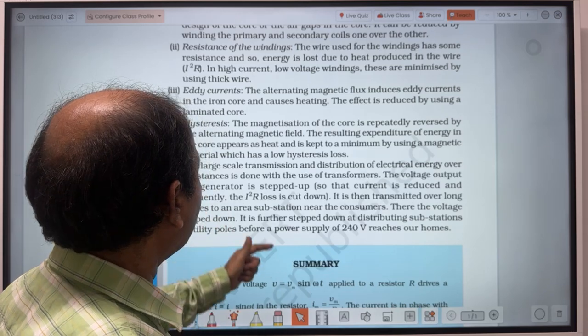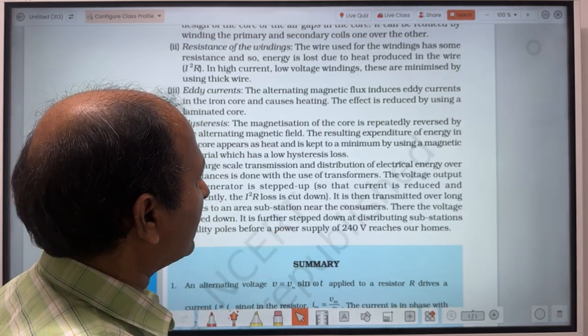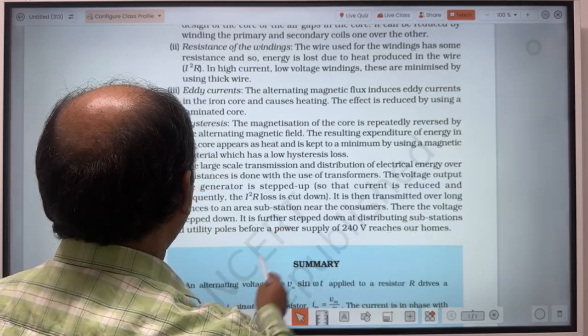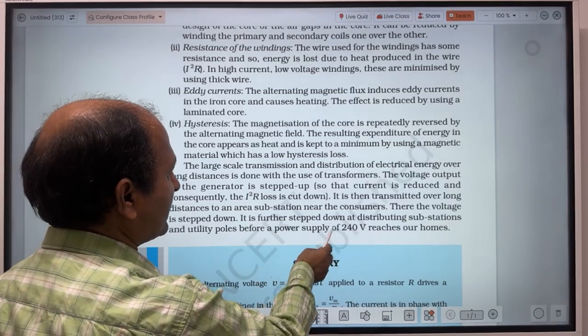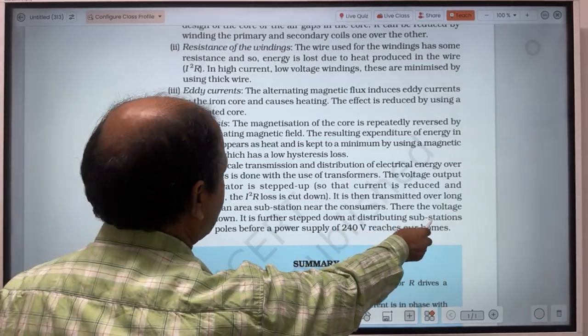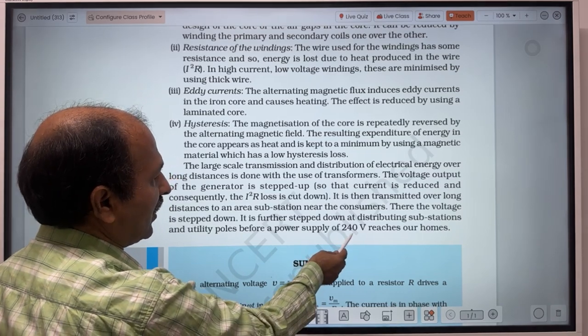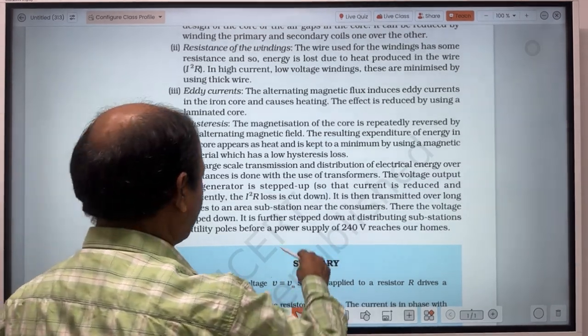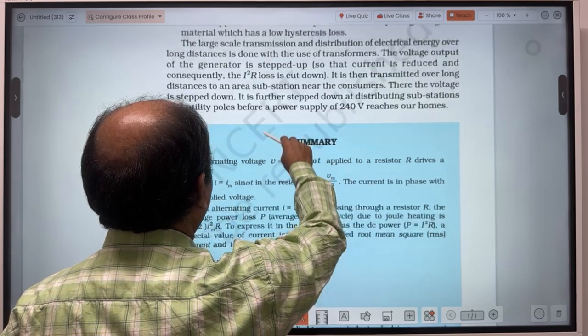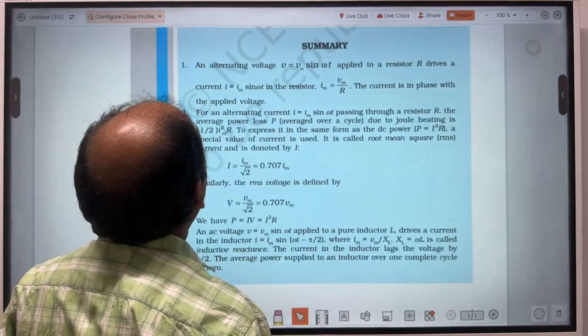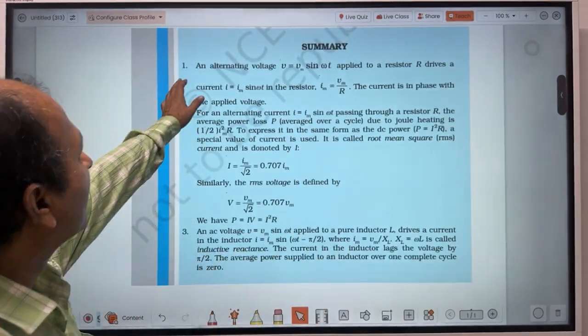It is then transmitted over long distances to an area substation near the consumers. There the voltage is stepped down. It is further stepped down at distributing substations and utility poles before a power supply of 240 volts reaches our homes, right? Then let's have a quick revision of everything that we have studied.